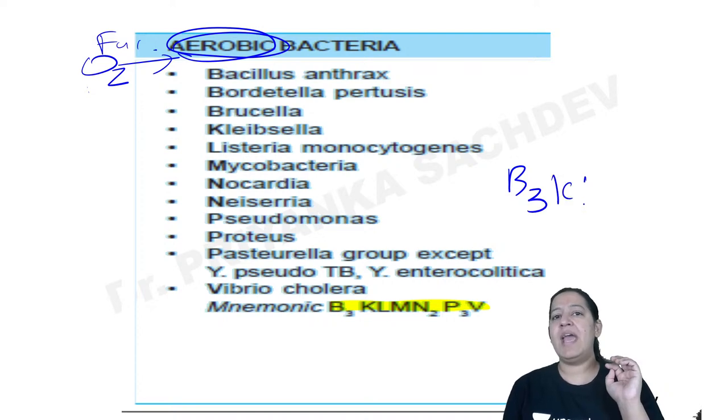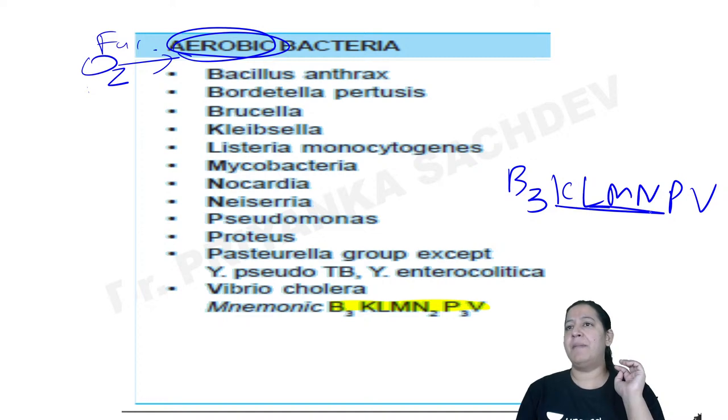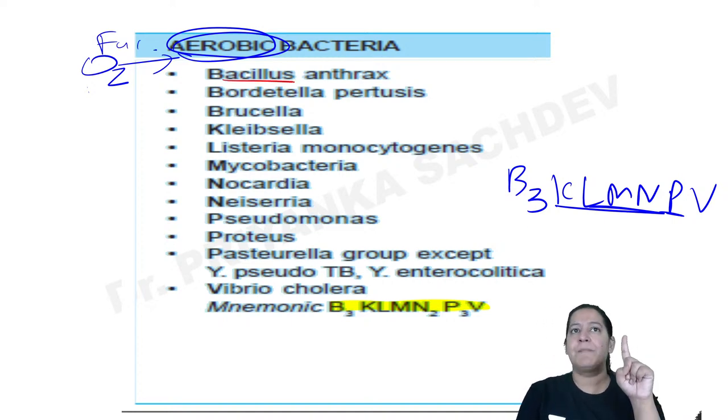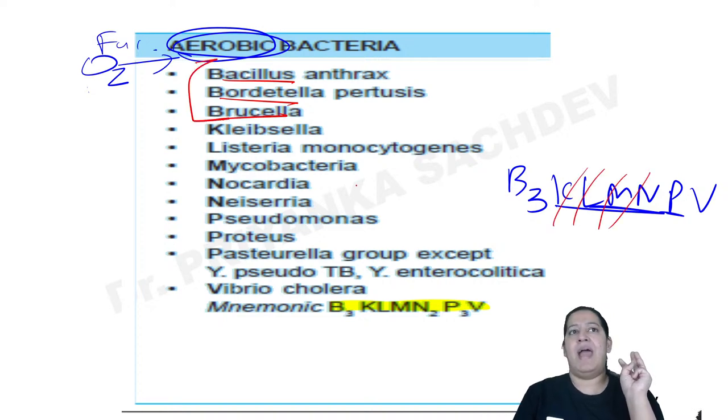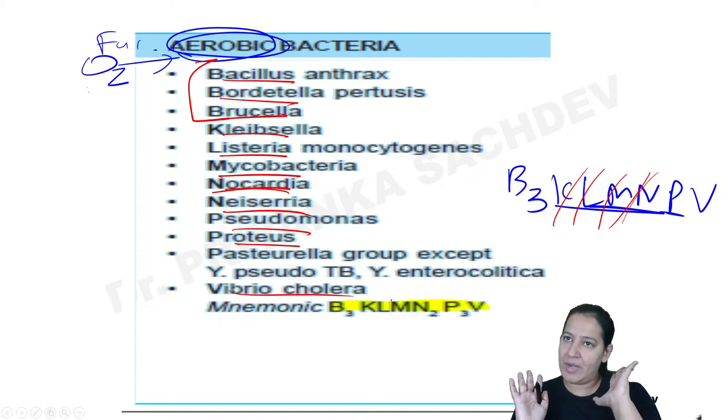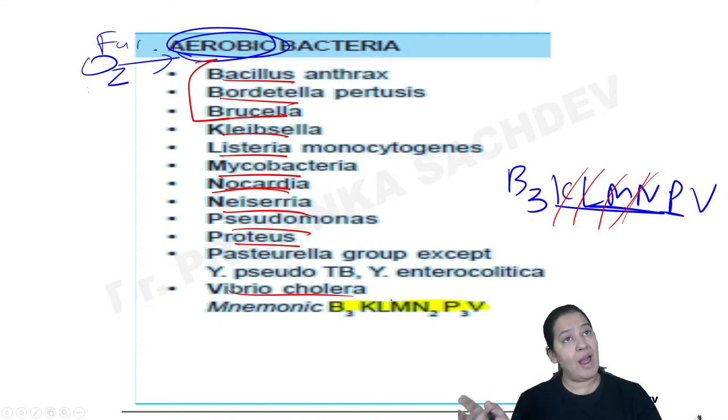B3, KLMNOP. KLMNOP hota hai na. So KLMNOP and B. There are three Bs. What are three Bs? So it is bacillus anthracis, bordetella and brucella. Ye teen B ho gaye. Ab KLMN: Klebsiella, listeria, mycobacteria, nocardia. Nocardia aur neisseria do N hai. P se bhi do hai: pseudomonas and proteus. And B se aapka vibrio aa jayega. So that is the mnemonic. B3, KLMN, PV. For aerobes.